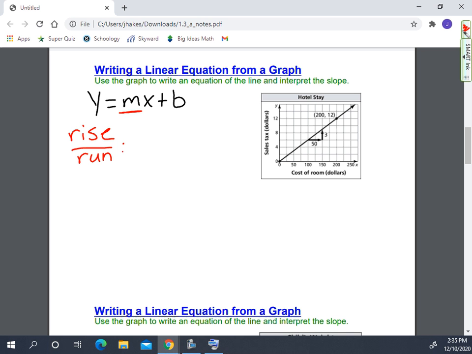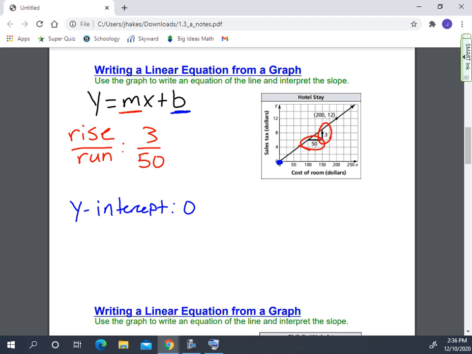They give us a nice little chart here. They say our rise is 3 and our run is 50. If they didn't give us that, we'd have to find from one point to the other what our rise over run would be. But they give it to us here, which is nice. So there's m. Now we have to find our b, or our y-intercept. That's actually pretty easy. That's given to us right there at 0. So y-intercept is 0.